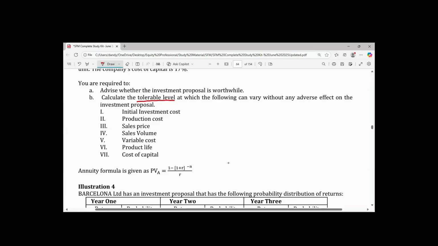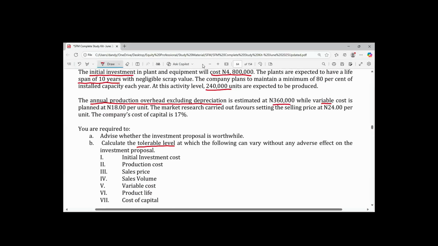All right. Thank you very much, Wumi. That is the question. The examiner is asking you to advise whether the investment proposal is worthwhile, meaning that you want to calculate NPV. So I will stop sharing this and move straight to solving the question. We want to calculate NPV. Solution to illustration number 3.